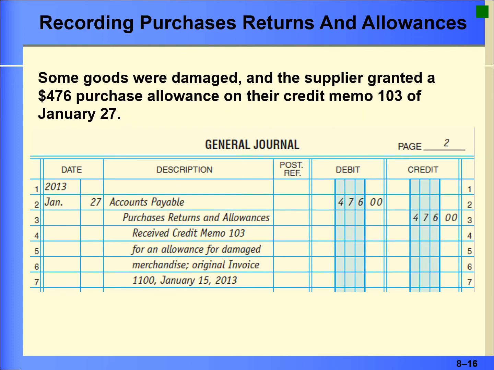So then let's assume that some of the goods were damaged, and in this case, we're going to keep them and try to resell them anyway. So the supplier grants us an allowance of $476. So look at the entry. You debit accounts payable because that's going to reduce the amount that you owe them. And then you simply credit the purchases, returns, and allowances for $476. It essentially reduces your cost of inventory.